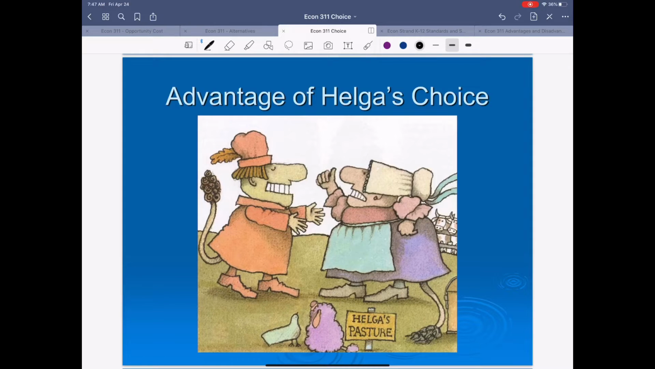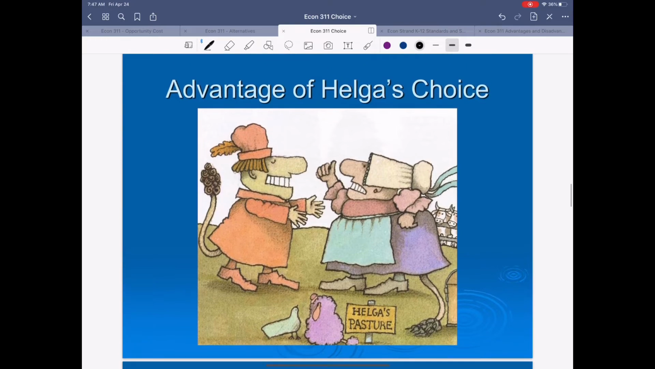And so as you're reading the story, this doesn't really do it justice. So I want you to listen to the story and think about this. Where are the alternatives? Where are the advantages and disadvantages of alternatives? And then what does Helga select? Right, so she has different alternatives, and there are advantages.